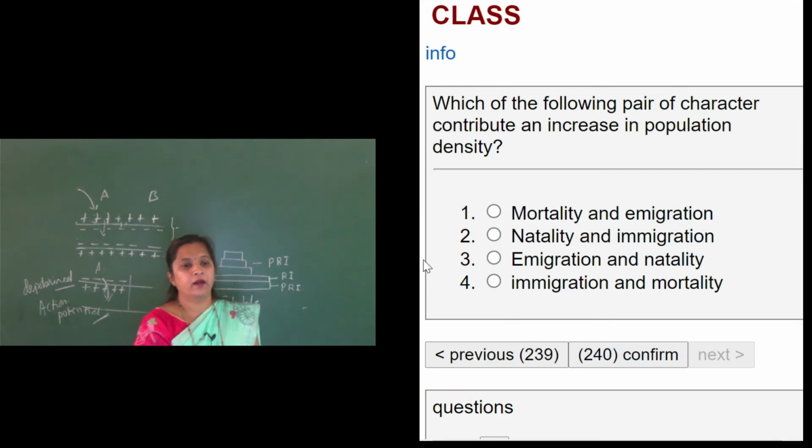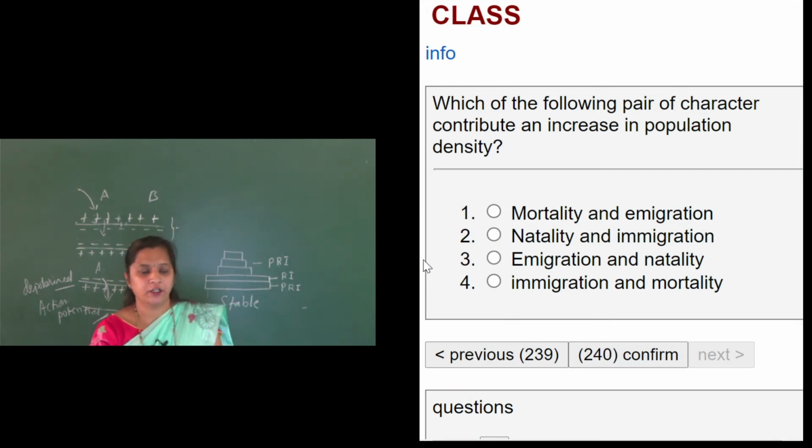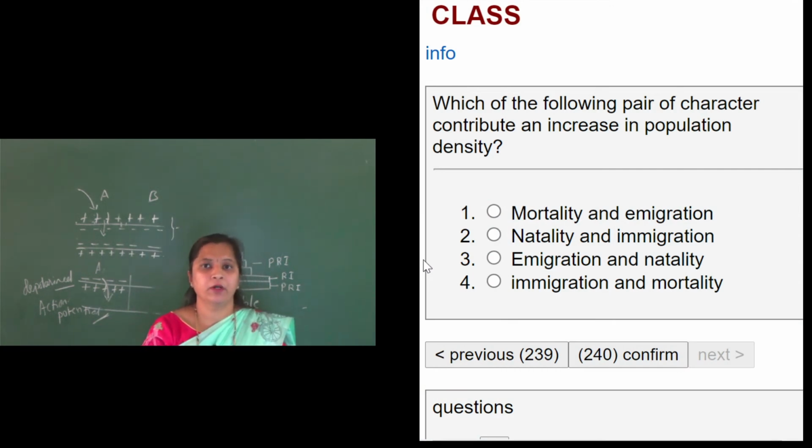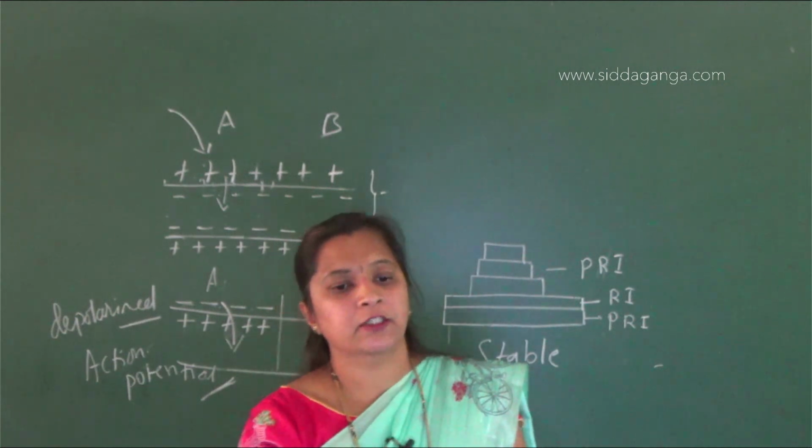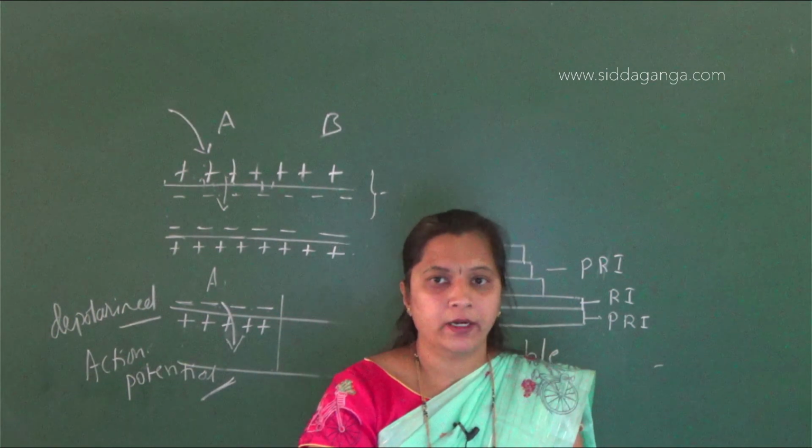Which of the following pair of characters contribute to an increase in population density? First option is mortality and emigration. Second option is natality and immigration. Third option is emigration and natality. Fourth option is immigration and mortality. So let us discuss what these terms are first. What is natality here?